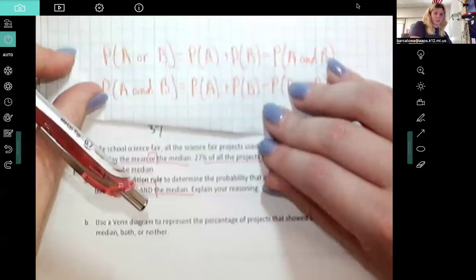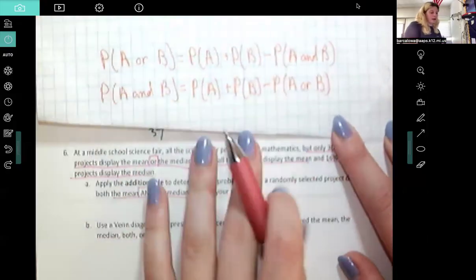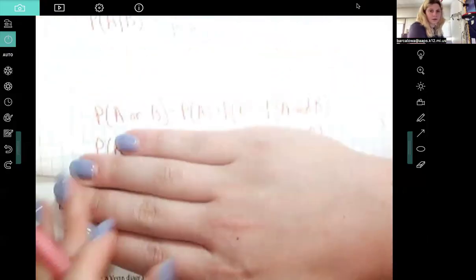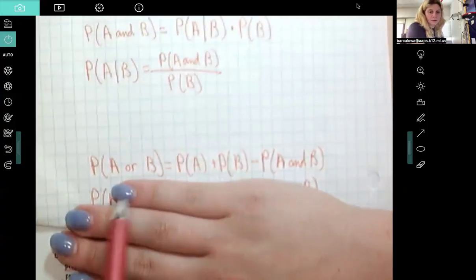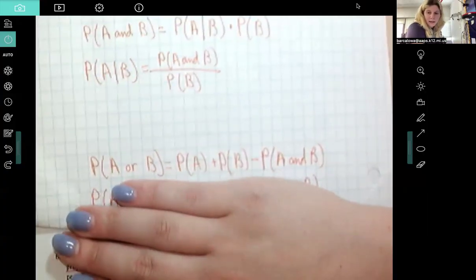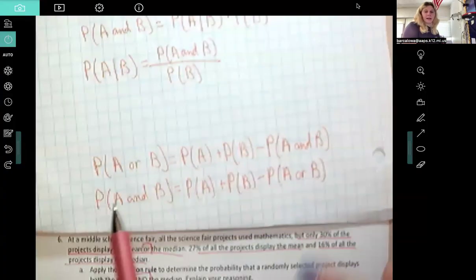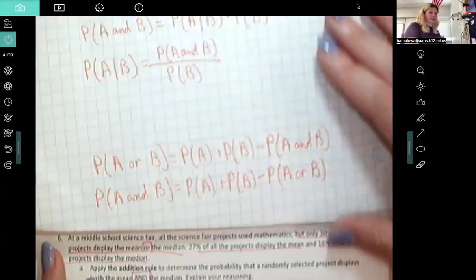This is our addition rule. I think we learned this version in class, but I know my class was talking about how you could swap the "and" and the "or" and they're still mathematically correct.